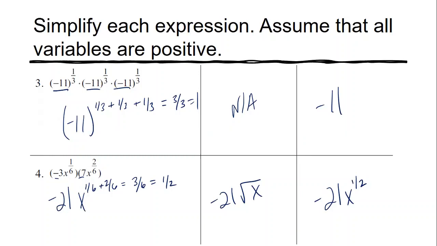Okay. On number 4, you multiply your numbers first. The bases are the same, so you're adding the powers, the exponents. So we have 1/6 plus 2/6 is 3/6, and that makes 1/2.